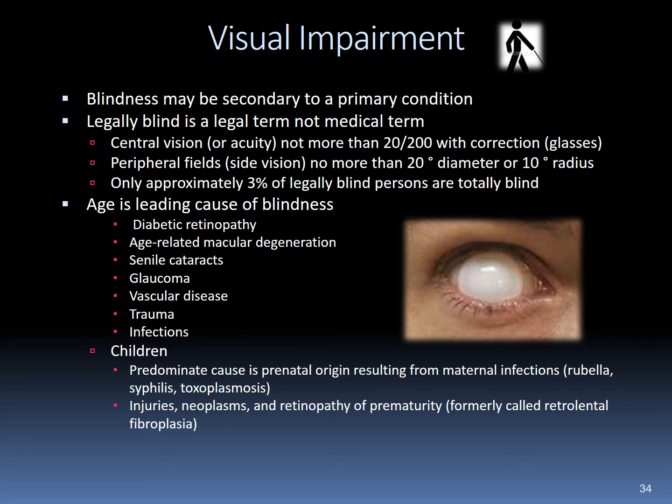Blindness in children is typically of prenatal origin, resulting from maternal infections such as rubella, syphilis, and toxoplasmosis, as well as injuries, neoplasms, and retinopathy of prematurity, formerly called retrolental fibroplasia.